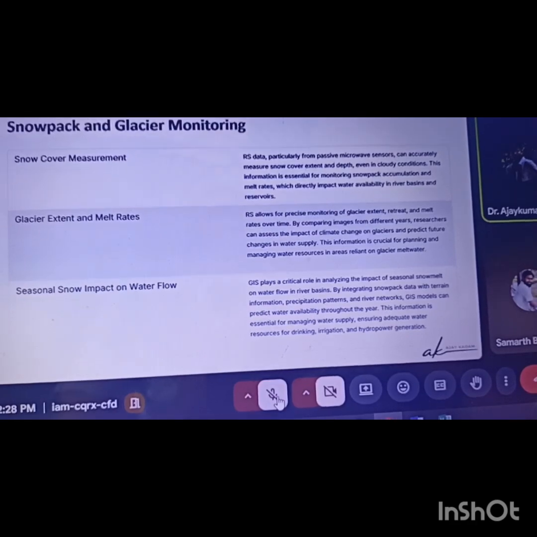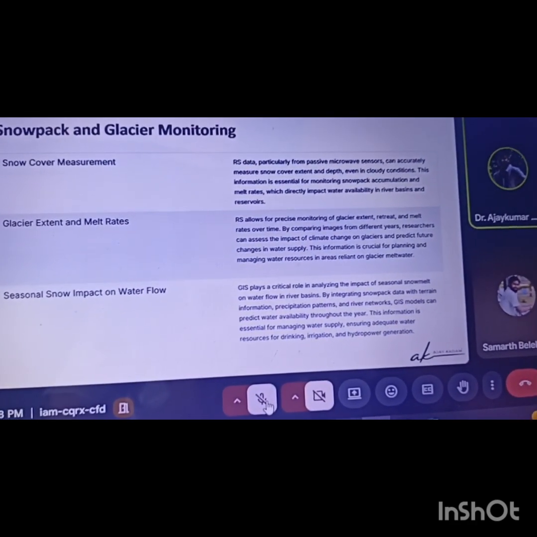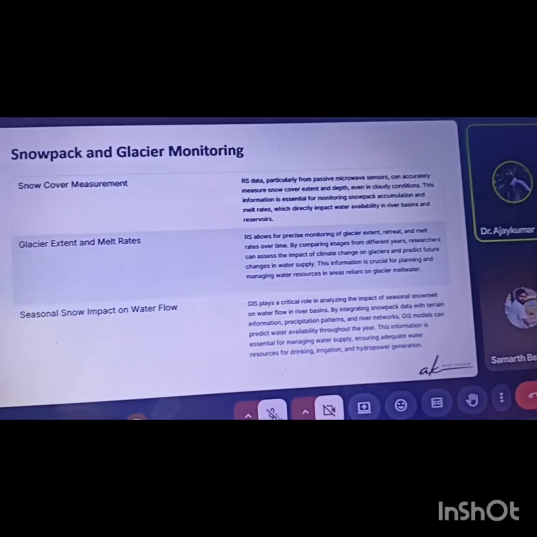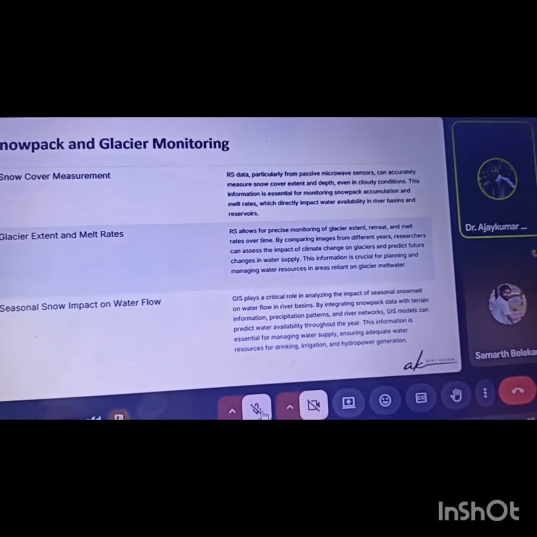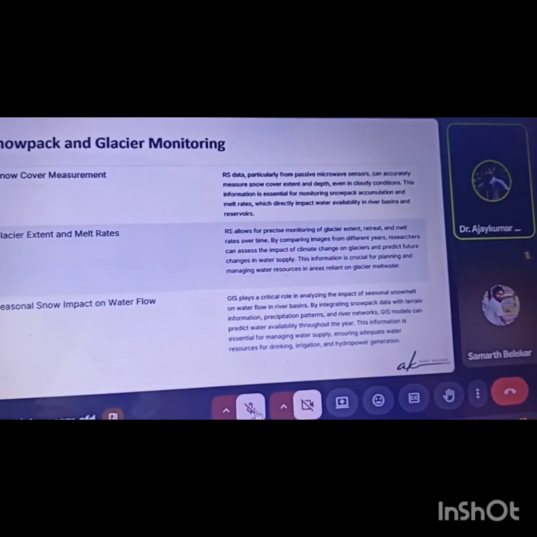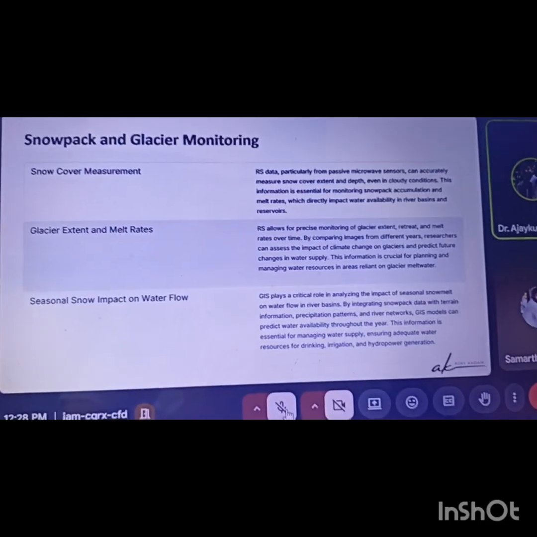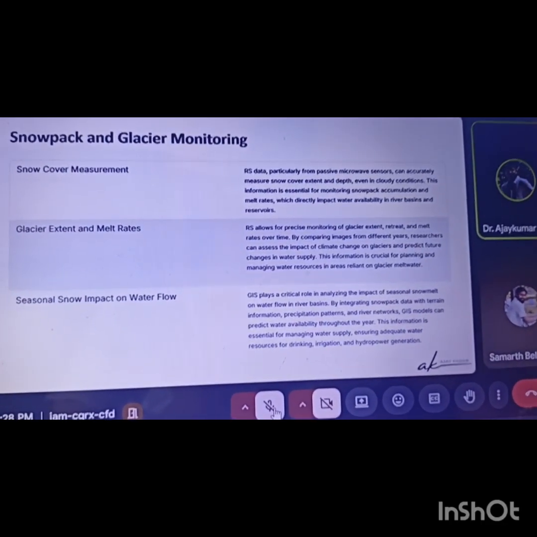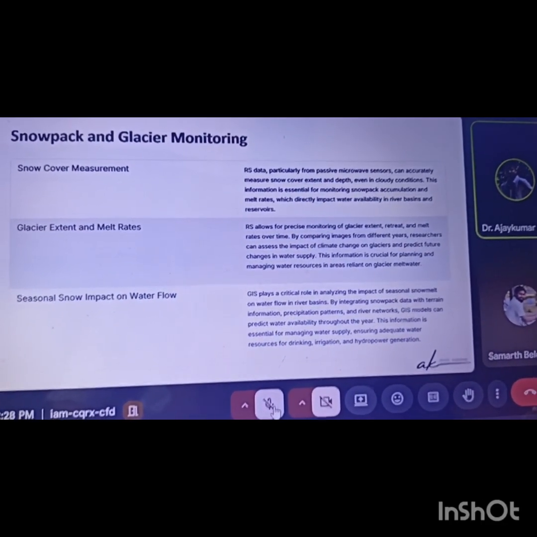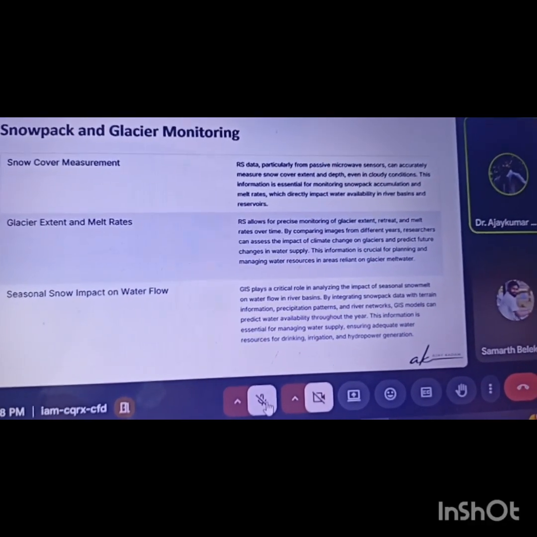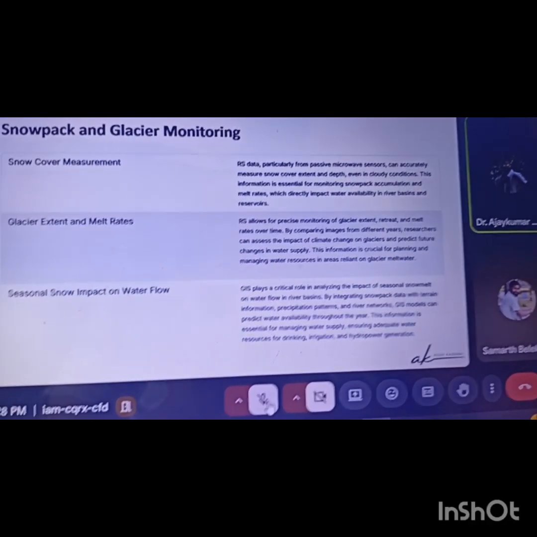There is also snow and glacier monitoring. In water resource management, we can monitor snow and snow cover with the help of cloud condition information. We can map how much snow is present in an area, and we can also measure its thickness based on gravity-based analysis like GRACE and other things.